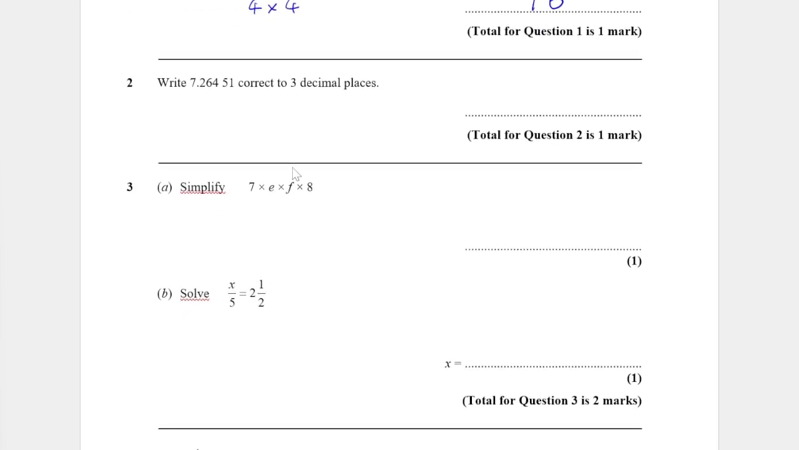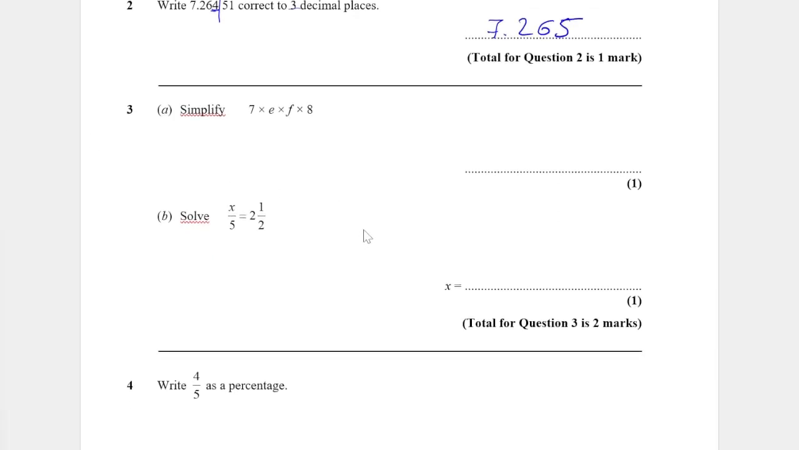Question 2. Write 7.26451 correct to 3 decimal places. That's the third decimal number. The number behind it is a 5, so we're going to round it up. So that's going to become 7.265.